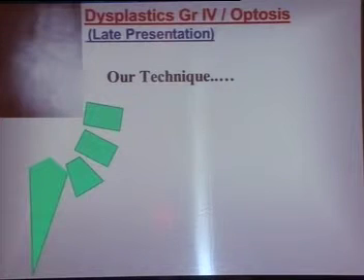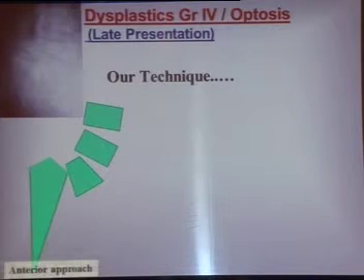The ones which present late, I mean, these dysplastic listhesis occur in adolescents, just like scoliosis, but they may present at a later age group, 20, 25 age group. Then they become like our AIS, they become very, very rigid. In which case, we adopt a slightly different approach. We do an anterior release.